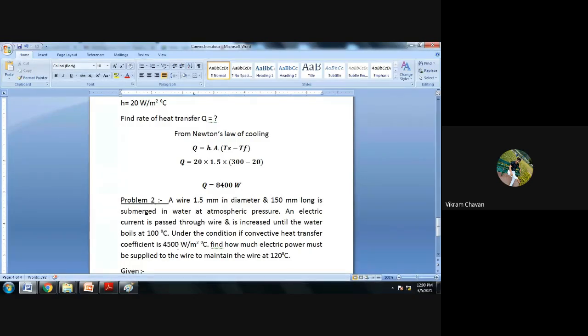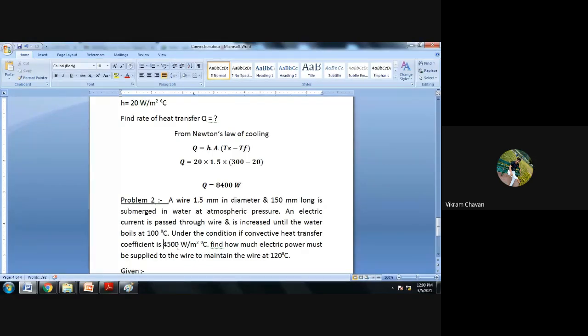Now to maintain this particular situation, electric power is consumed. Okay, that particular wire consumes the electric current, or the power will be supplied to that wire so that the electrical energy will be converted into heat energy. So electric power will be consumed.